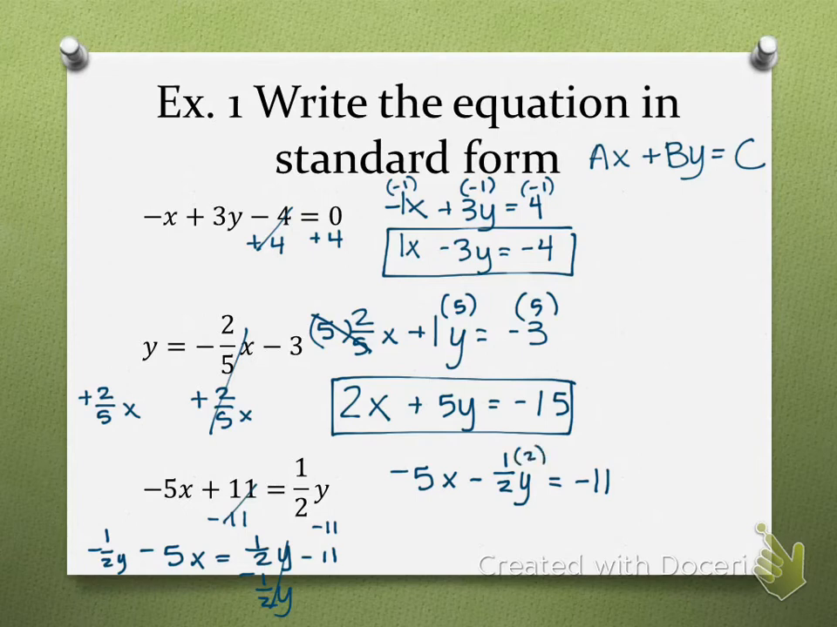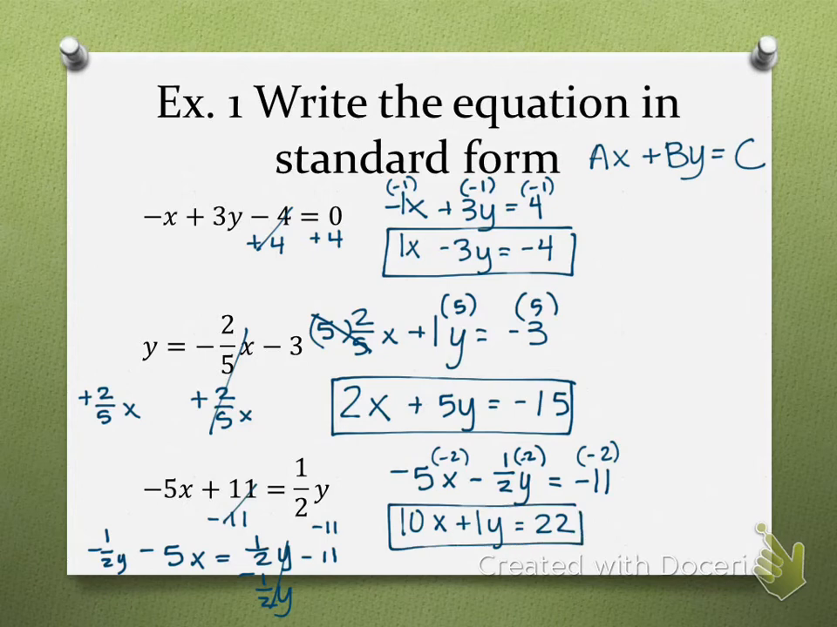This needed to be multiplied by 2 to make it a whole number. And the 5 needs to be multiplied by negative 1. So if I change it to negative 2, it takes care of all the problems. So negative 2 times negative 5x is 10x. Negative 1/2 times negative 2 is positive 1y. Negative 2 times negative 11 is 22.